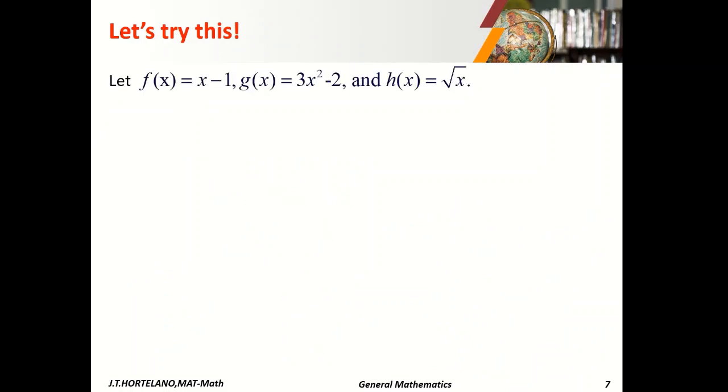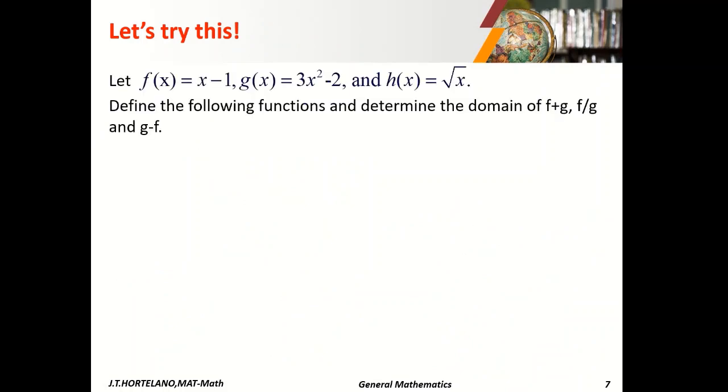Next is, for the composition of functions, we have f of x is equal to x minus 1. g of x is equal to 3x squared minus 2. And h of x is equal to the square root of x. Define the following functions and determine the domain of f plus g, f over g, and g minus f. So first is f plus g, number 2 f over g, number 3 g minus f, and number 4 composition of g of f of negative 2, 5 is h of f of 5.